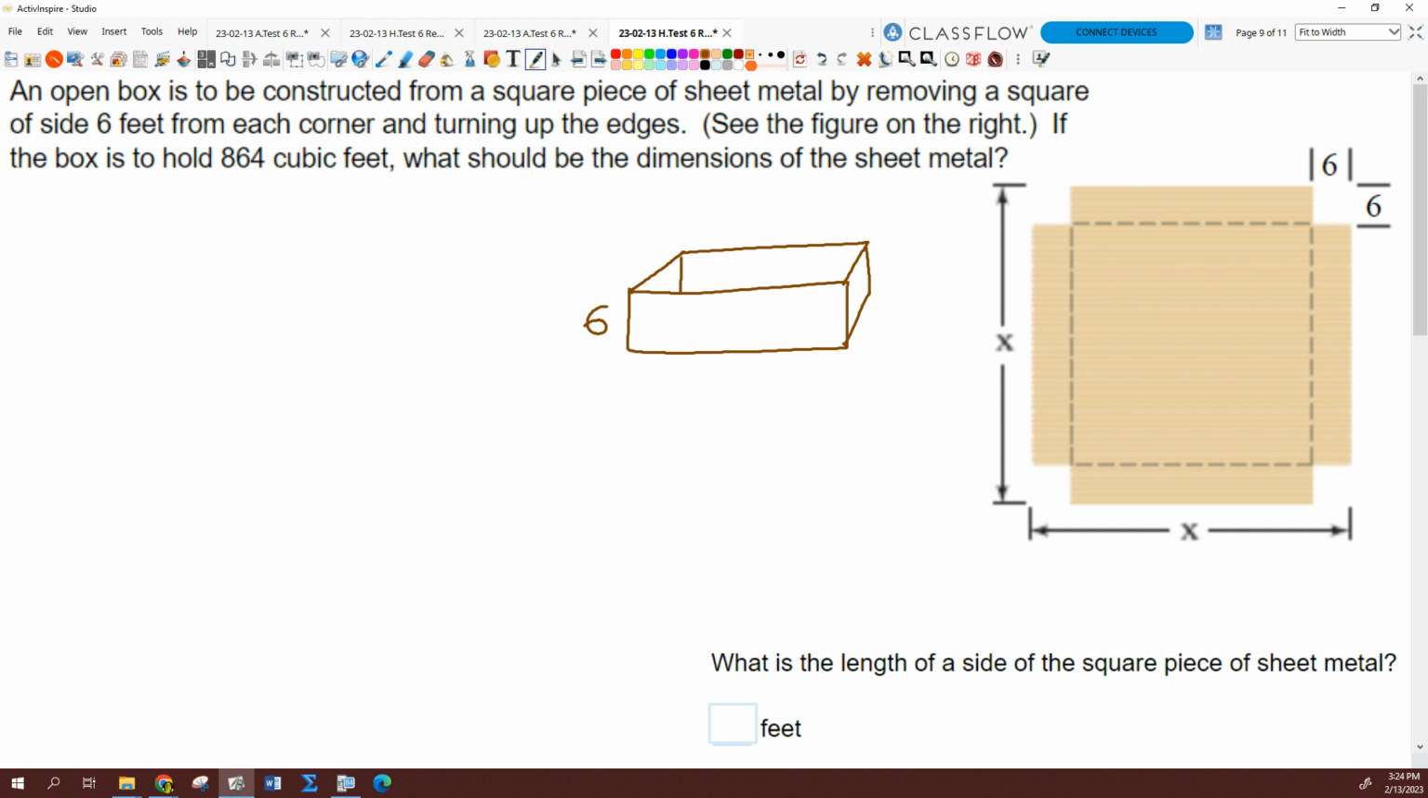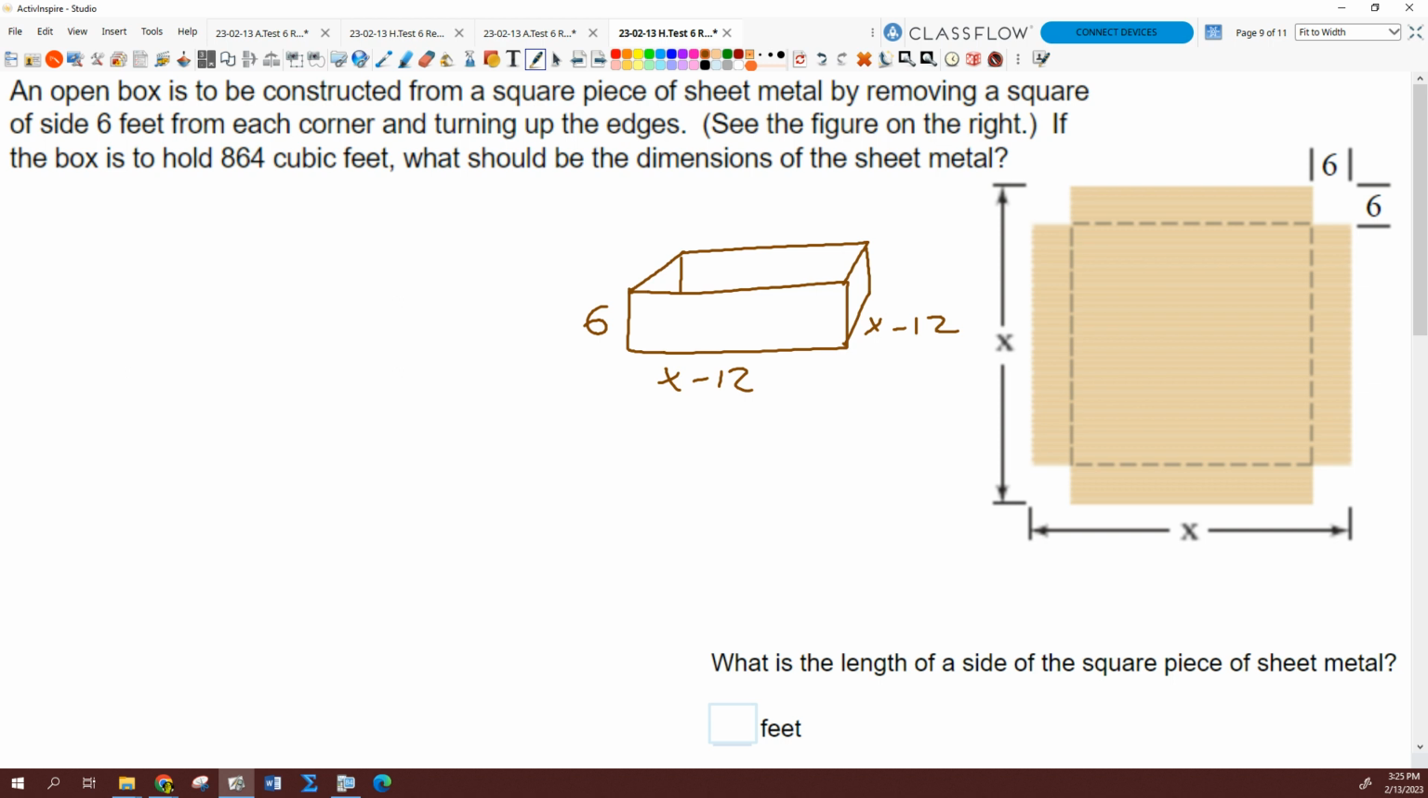What would the width be of the square base? X minus 12. Everybody see that? Because it's just going to be this distance right there, which is X minus 6 minus another 6, right? Everybody get that? Okay, so this is X minus 12, and then it's a square base, so that's X minus 12. Agree? Okay.